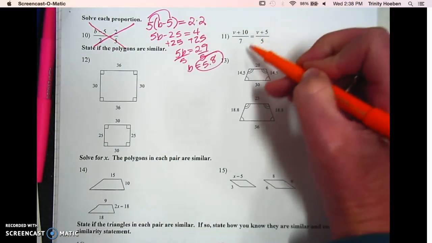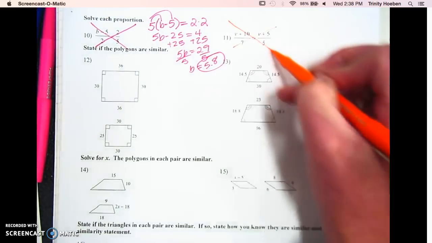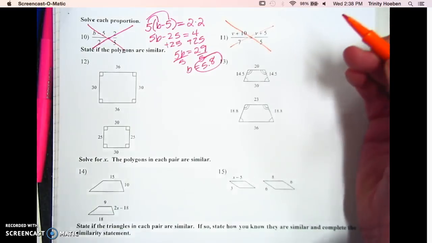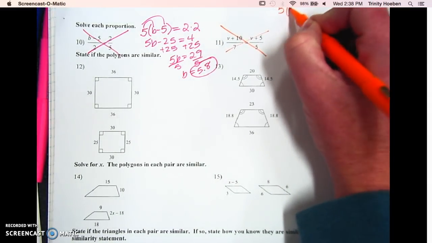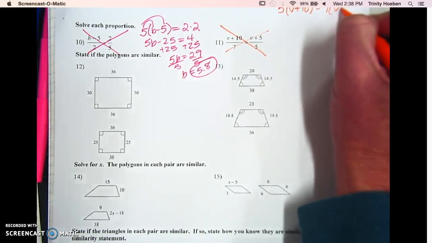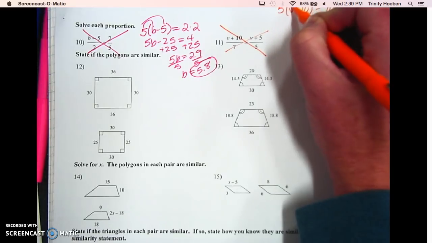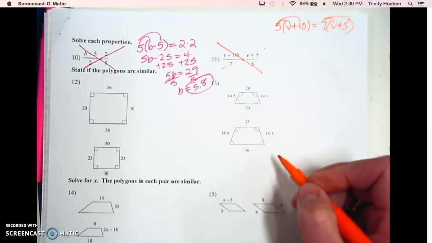Number 11, same thing, but this time we're going to have variables on both sides. So when we multiply this diagonal and this diagonal, we're going to have to distribute on both sides. So 5 times v plus 10, set that equal to 7 times v plus 5, and draw lots of rainbows to show distributive on both sides.